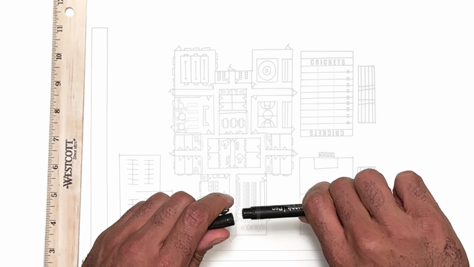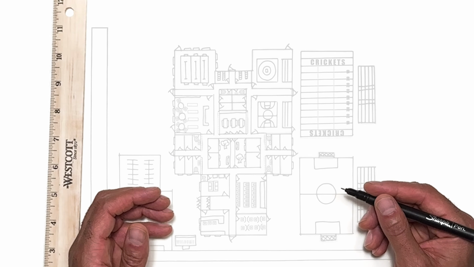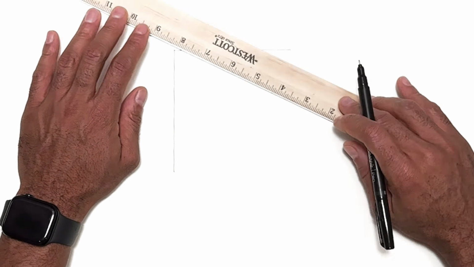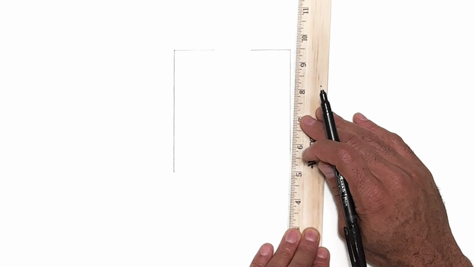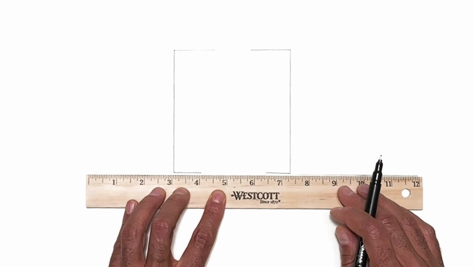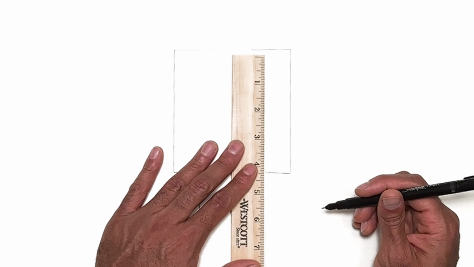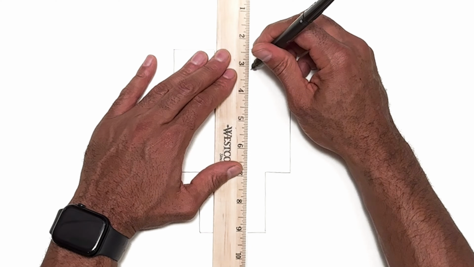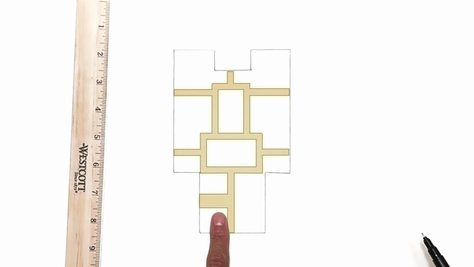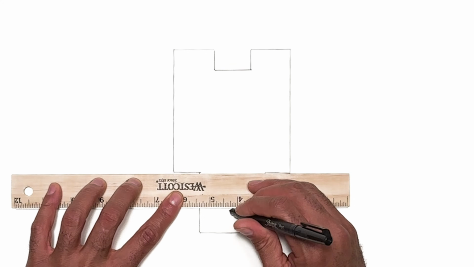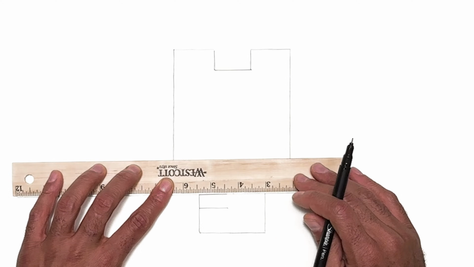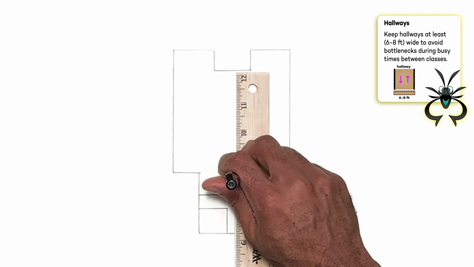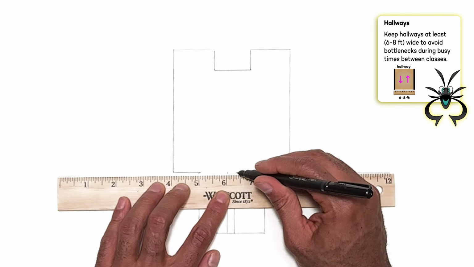First, let's sketch the outline of the school. I'll use my ruler to draw straight lines for the walls. Remember, you can just draw the basic shapes to represent the items in your school, or you can add lots of details. Have fun and be creative. This will be the main entrance of my school. Leave space for hallways. They need to be at least 6 to 8 feet wide so students can move easily between classes.